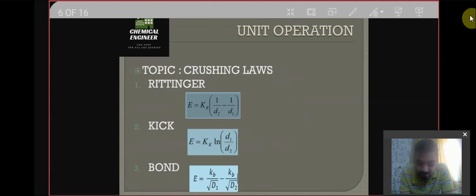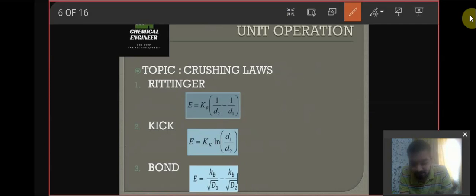Next we have different laws. What we have discussed previously is not so important related to GATE, but you should remember all those, because one question on sphericity is always asked in GATE. Now crushing laws. We have three crushing laws, that is Rittinger's law, Kick's law and Bond's law. All these three laws are important for GATE, because one question from these three formulas will be asked in your GATE exam.